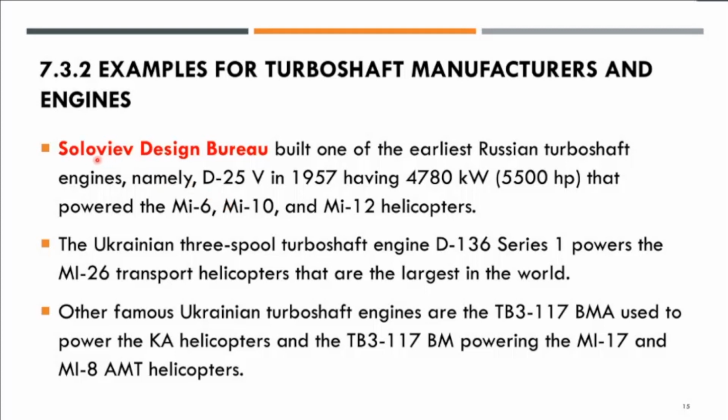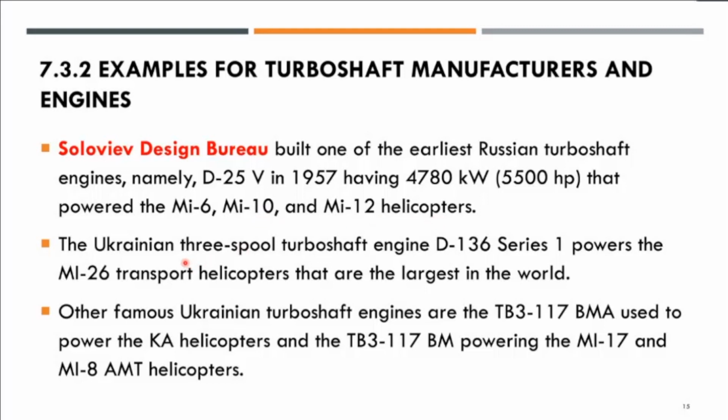We have the company Soloviev Design Bureau. It is a government-owned company which built one of the earliest Russian turboshaft engines, namely the D25V in 1957, having 4,780 kilowatts, around 5,500 horsepower, that powered the Mi-6, Mi-10, as well as the Mi-12 helicopters.